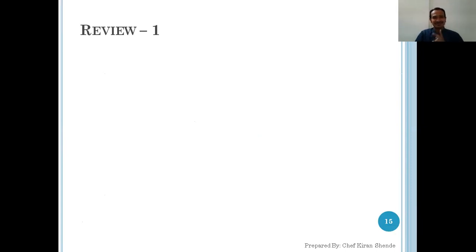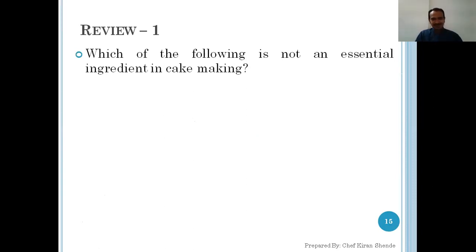Okay, on that very note, let us talk about our review number one. Now in this session, I'm going to take 3 reviews. So we are at review number 1. It's a small question which will be displayed in front of you. You have to give the answer for it. The first question is, which of the following is not an essential ingredient in cake making?